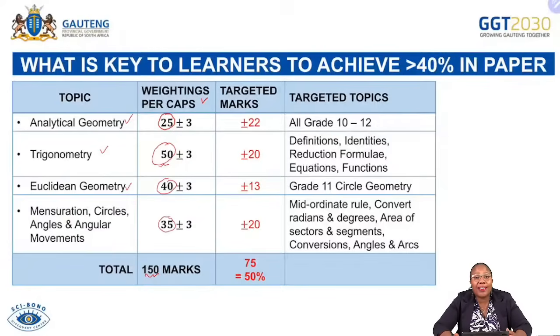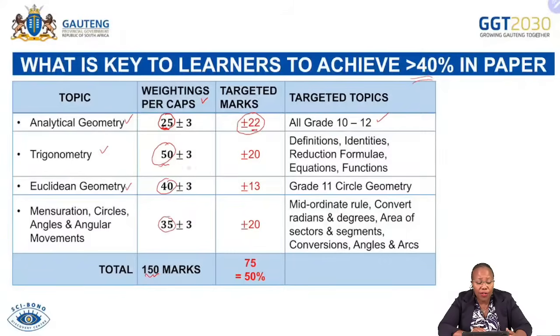And now we have targeted marks out of each topic in order to achieve that greater than 40% mark. So out of analytical geometry, if you can manage to get plus minus 22, grade 12, you are expected to do all the topics in analytical, that is from grade 10 to grade 12. You must be able to answer everything on your question paper, grade 12. And out of these 25 marks, please collect 22 marks, because it is the easiest topic that you can answer on paper 2.